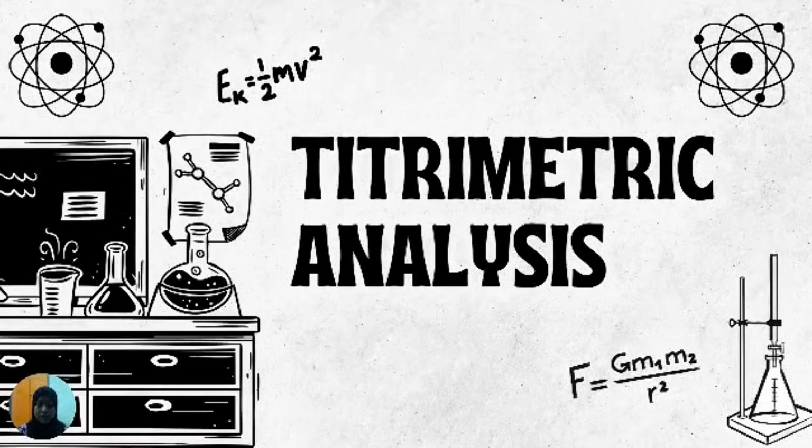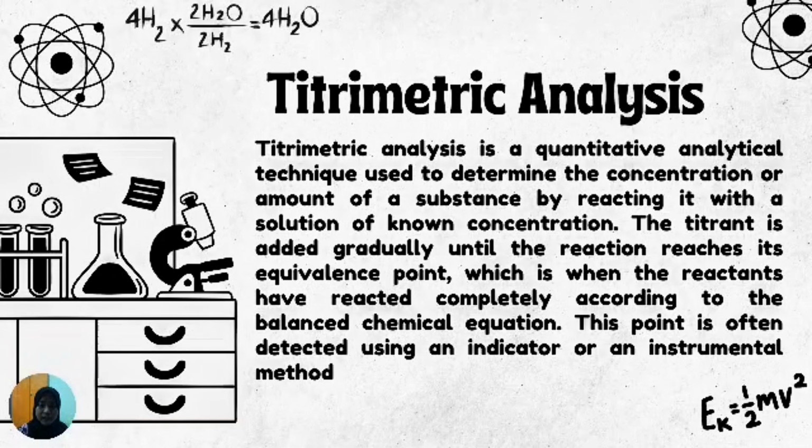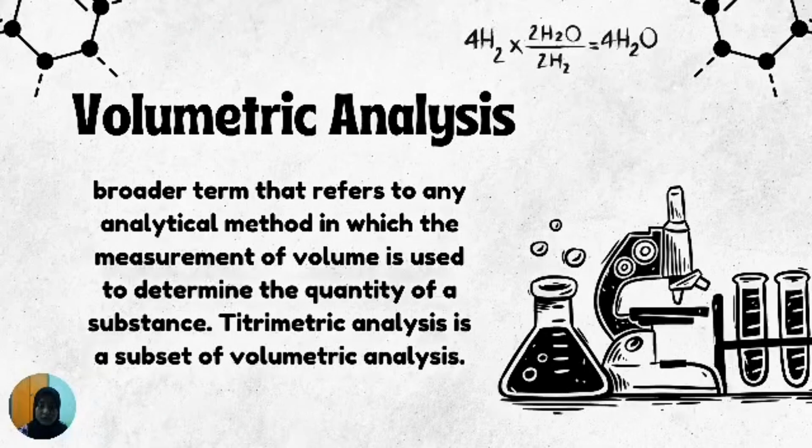Today, I'm going to talk about titrimetric analysis. Titrimetric analysis is a quantitative analytical technique used to determine the concentration or amount of a substance by reacting it with a solution of known concentration. The titrant is added gradually until the reaction reaches its equivalence point, which is when the reactants have reacted completely according to the balanced chemical equation. This point is often detected using an indicator or an instrumental method.